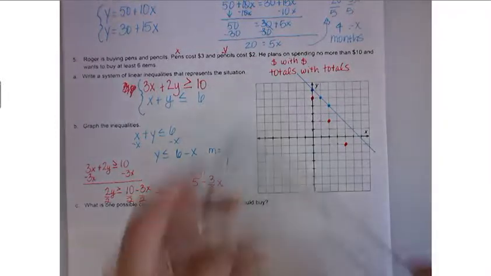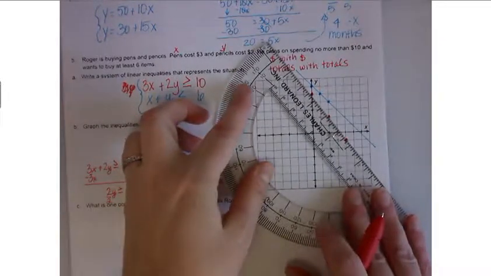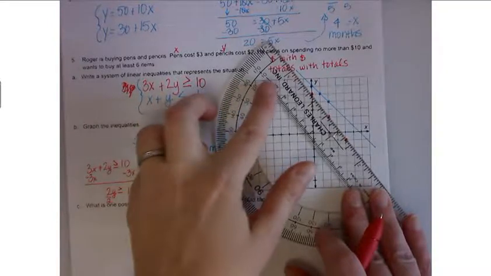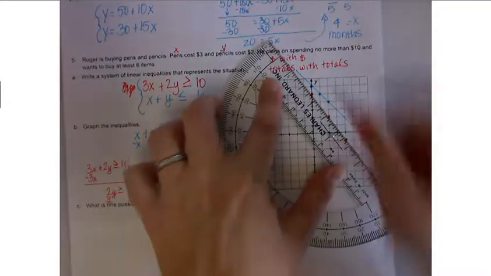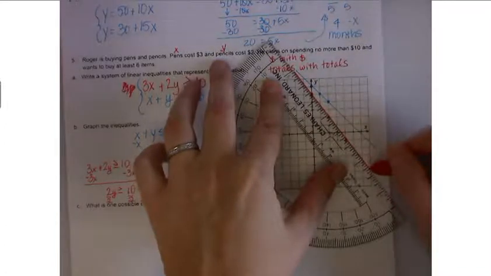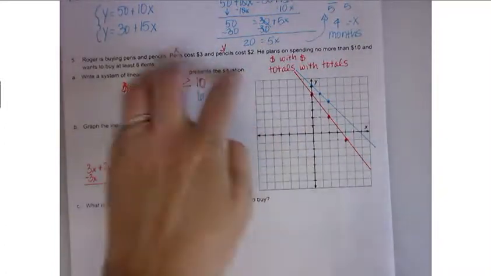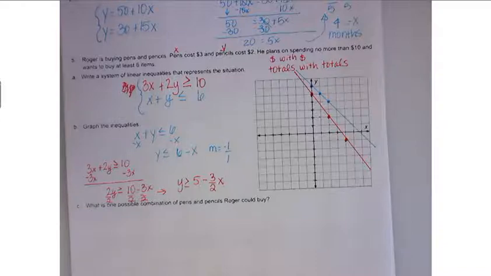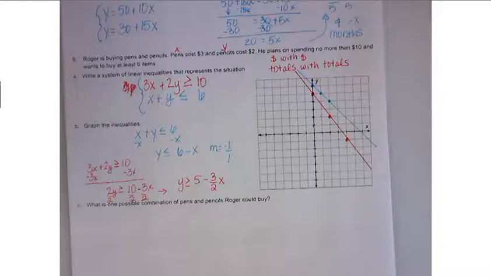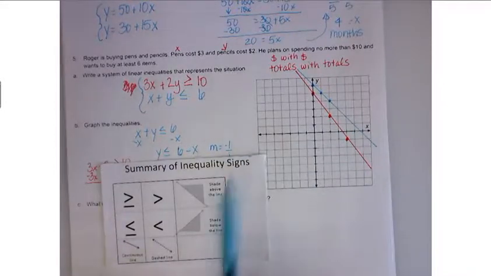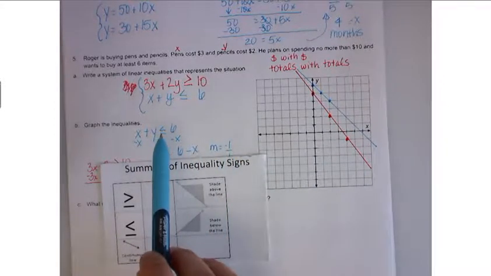So on first glance, it really looks like these two lines are almost parallel. We can see that where they cross is going to be off of our chart. And that's okay, because question C says, what is one possible combination of pencils and pens Roger could buy? This is where our shading becomes important. We're going to look at our blue equation and match it up right down here, sign with sign.